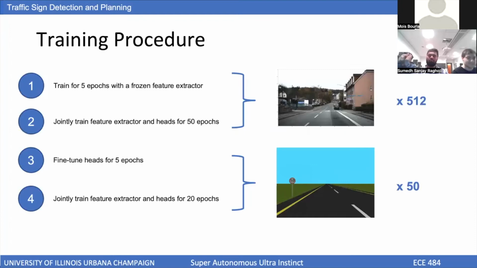The training procedure is broken down as follows. We have 2 data sets: real life images and our farmed data set from the simulation. For the real life images, we would train for 5 epochs with a frozen feature extractor, which is those earlier layers. Then we would train the feature extractor and the heads together for 50 epochs. That was for real images. For the simulated images, we would fine tune the heads for 5 epochs and then train the feature extractor and the heads for 20 epochs after that.